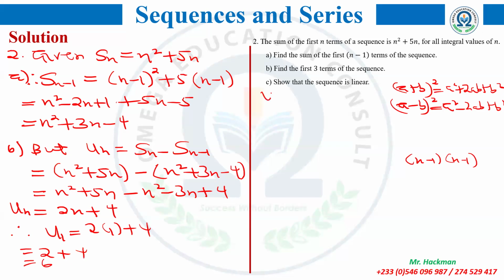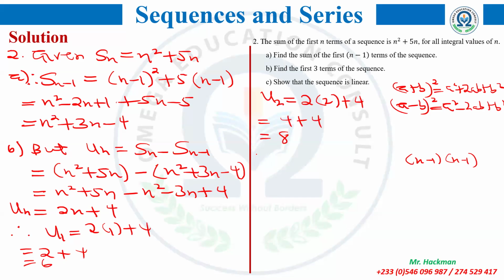Okay, and the second, u up 2. That will be equal to, wherever I see n in u up n, it is 2. So it will be 2 into 2 plus 4. That gives us 4 plus 4, and that is equal to 8.